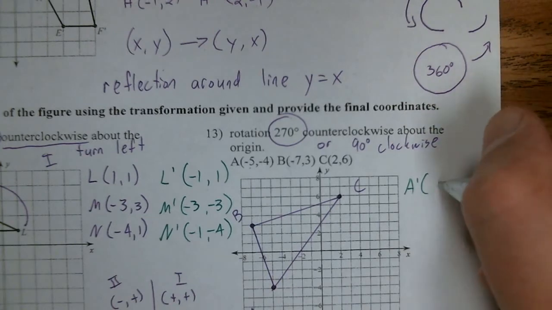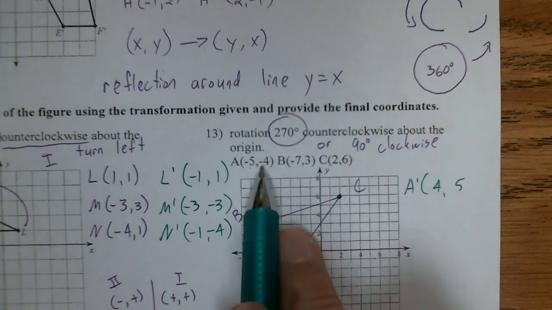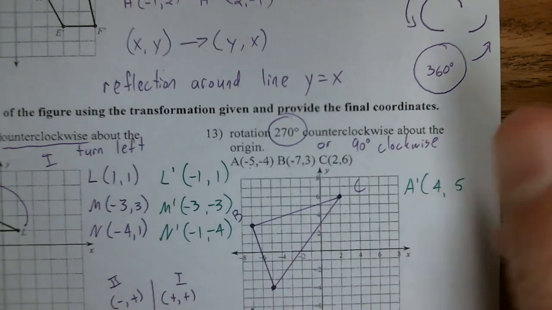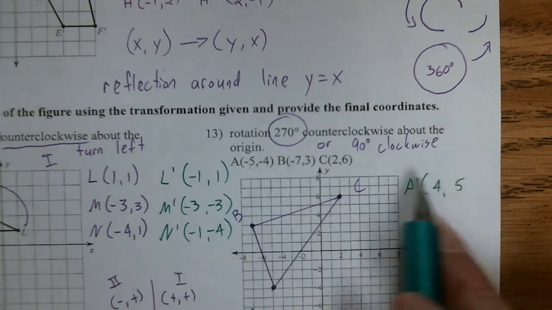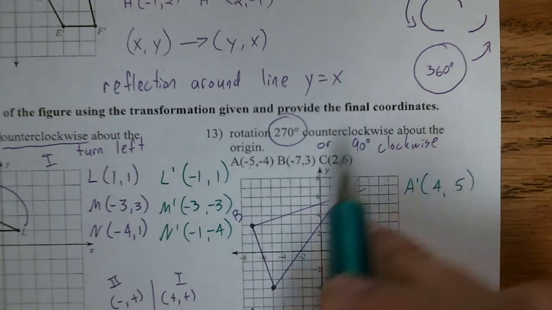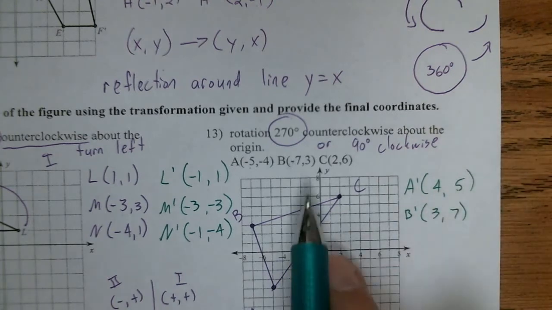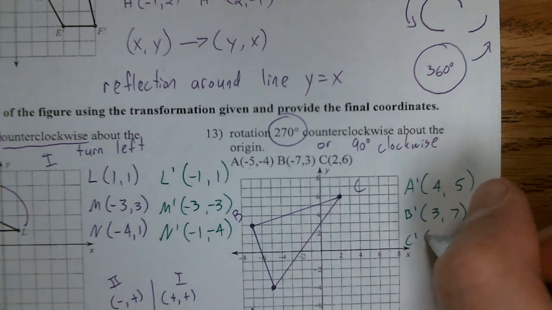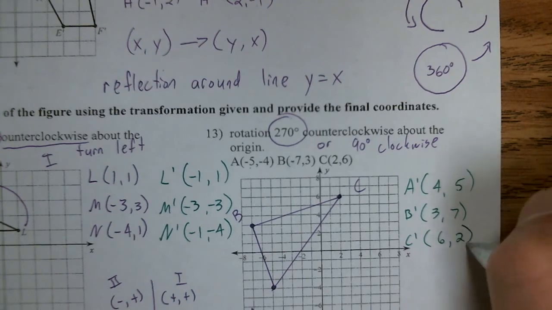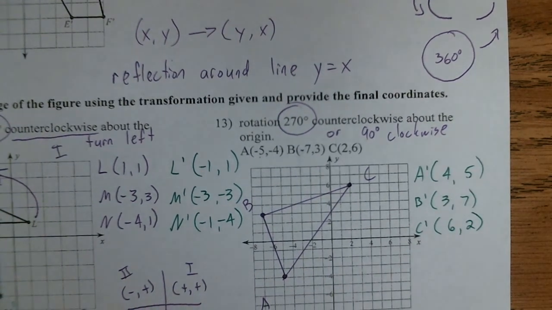So this becomes 4 and 5. And once again, I'm going to leave off the signs. I just want to switch the numbers. Switch the 4 and the 5. We'll figure out what the signs are in a minute. All right, for B, I'm going to switch the numbers. So 3, 7. And then for C prime, I'll switch the numbers, 6, 2. All right, now let's figure out what the signs are.